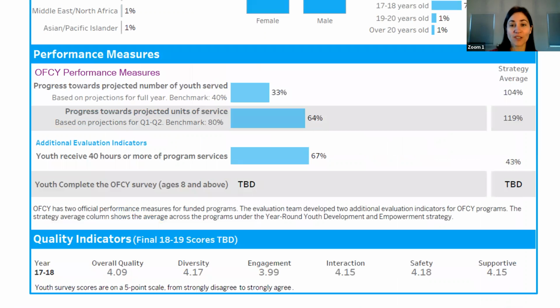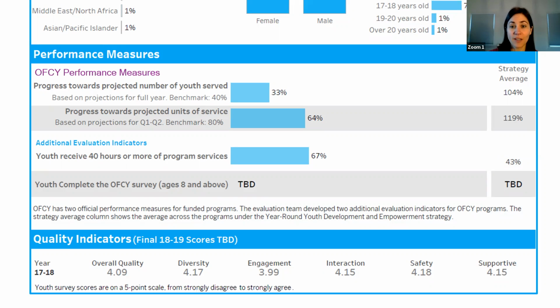The performance measures include your progress toward enrolling the number of participants you had projected enrolling over the course of the year, and your progress toward meeting the units of service you had projected for the first 2 quarters. OFCY has set benchmarks that programs should meet by the end of the second quarter. First, programs should enroll at least 40% of the number of participants they had projected enrolling by the end of the year. And second, they should provide at least 80% of the units of service they had projected providing in the first 2 quarters.